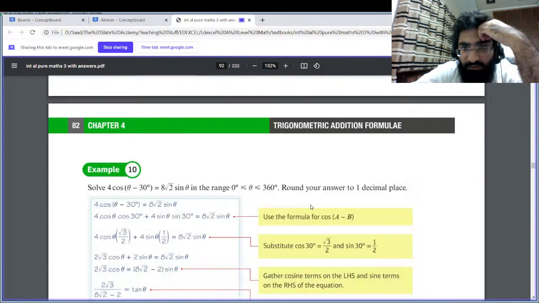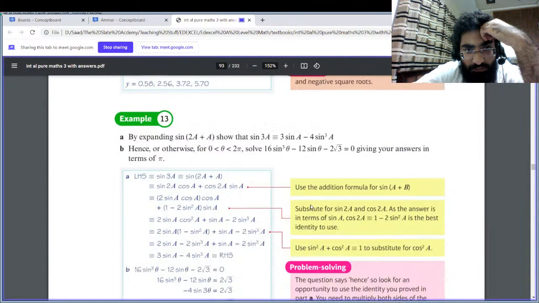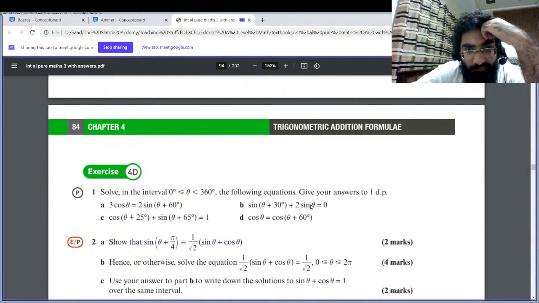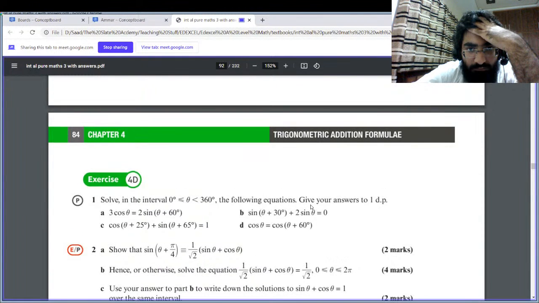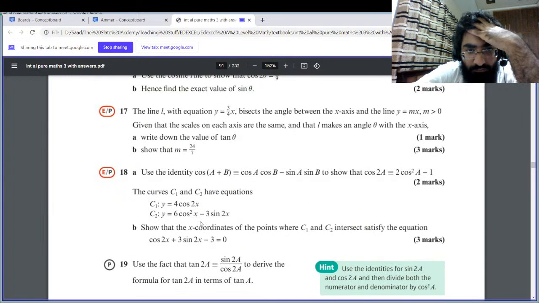Just do this one, then we'll take a small break, and after that we will do 4D. Okay. 4D. We have till 7. Go up, sir. Didn't the equations? No, the question. Yeah.